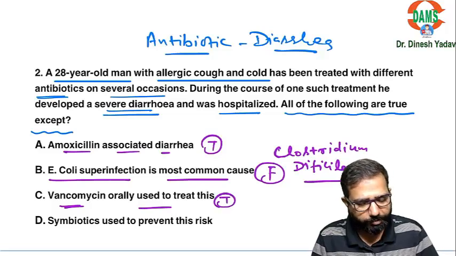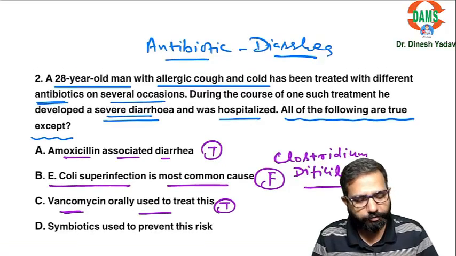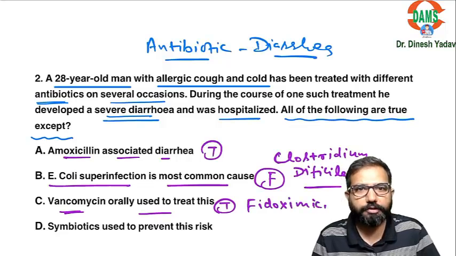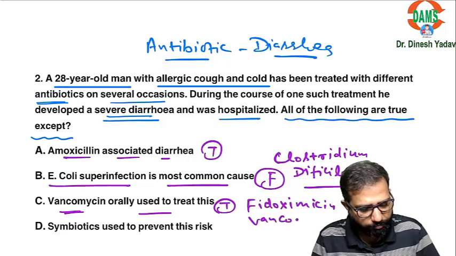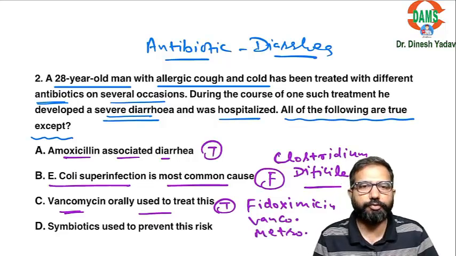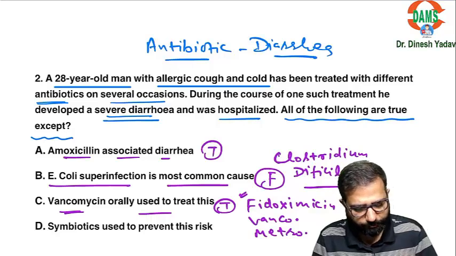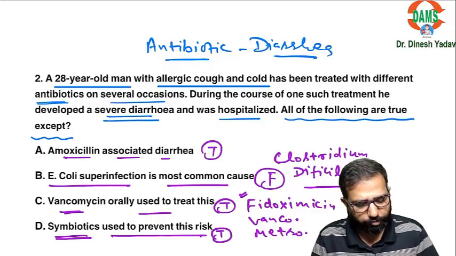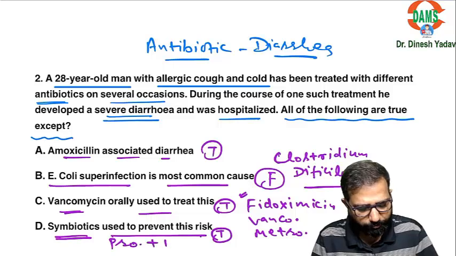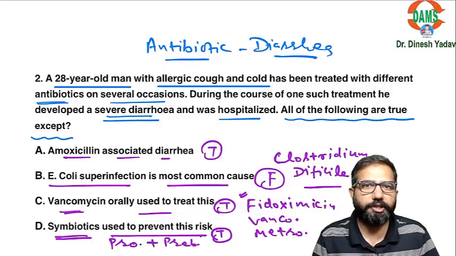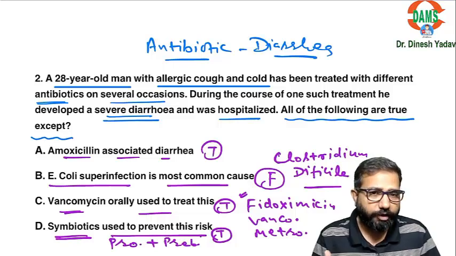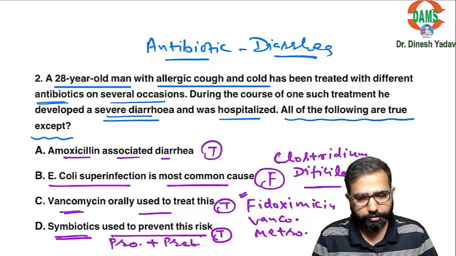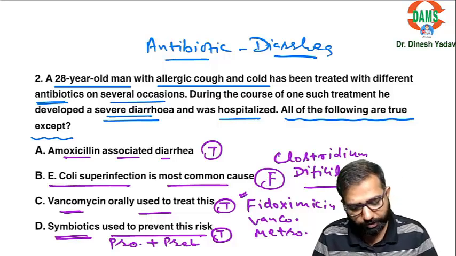We have three important antibiotics for treatment: fidaxomicin, vancomycin, and metronidazole. Overall the best is fidaxomicin. Symbiotics are used to prevent this risk. Symbiotic is basically a combination of probiotics plus prebiotics. With probiotics we give healthy bacteria. Prebiotics are the fibers in which the bacteria will grow. This combination of pro plus prebiotic is called symbiotic. So that is very good for the treatment of this condition.